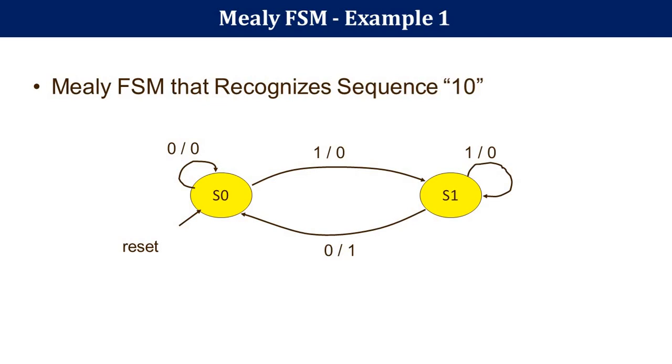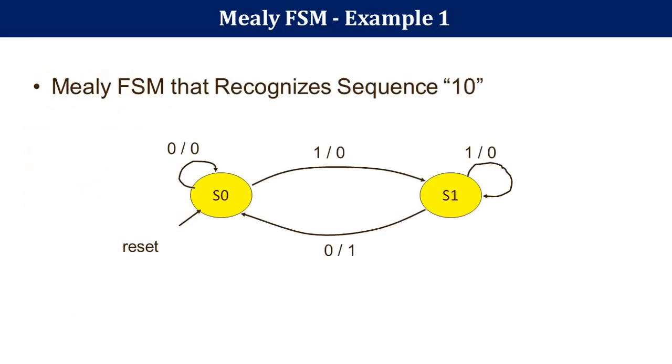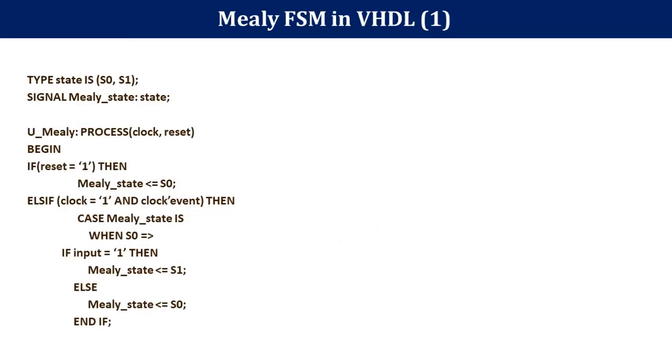In a similar way we can represent the VHDL representation of Mealy machine. Here we have also taken the same example which we discussed before. Now our aim is to write the VHDL code for the given Mealy FSM. Again, starting with type state is, here only 2 states are required to represent the Mealy FSM. Hence type state is S0, S1. Signal Mealy state of the type state. Mealy state represents the present state of the machine.